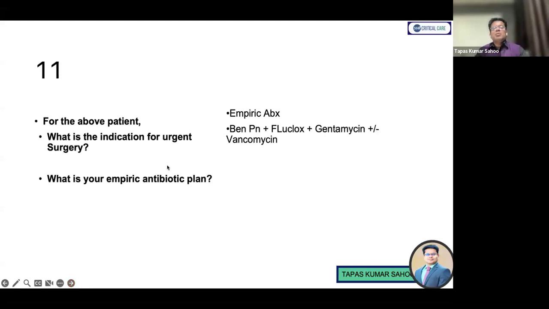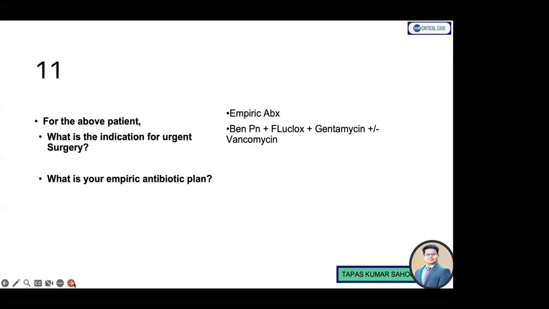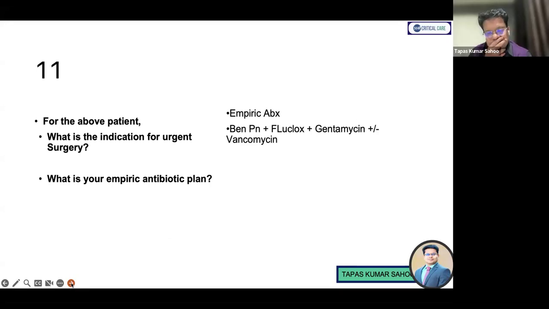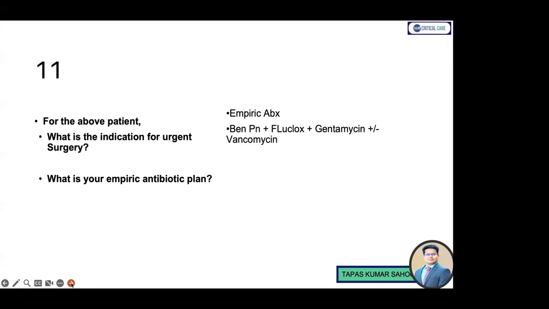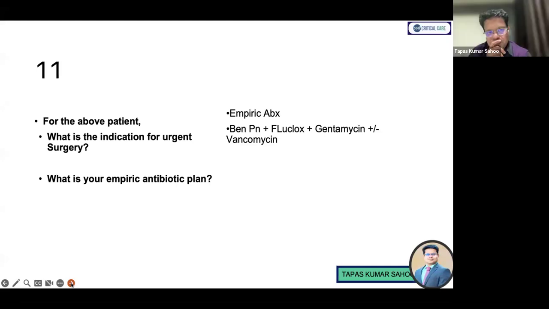Now, can anybody tell me what is the indication for urgent surgery in a patient who is having infective endocarditis? All patients do not need urgent surgery. Yes? Severe MR, sir. Okay. Large vegetations more than 1.5 centimeters. Okay. Always have a structure in your mind. Do not utter words from here and there.